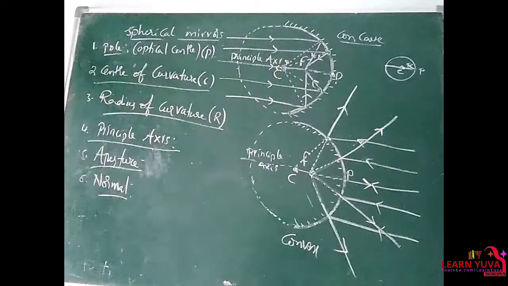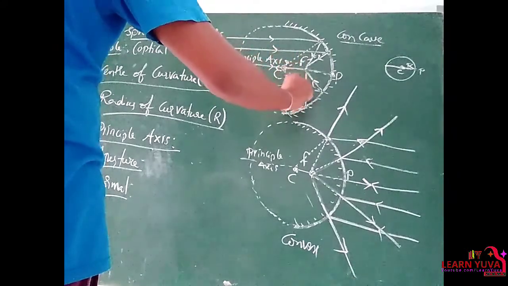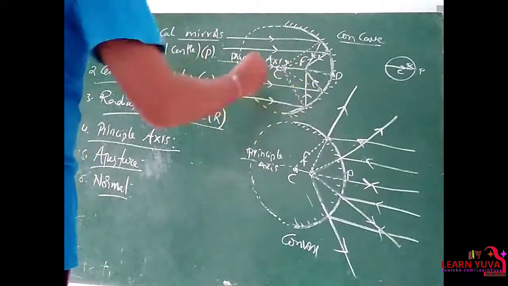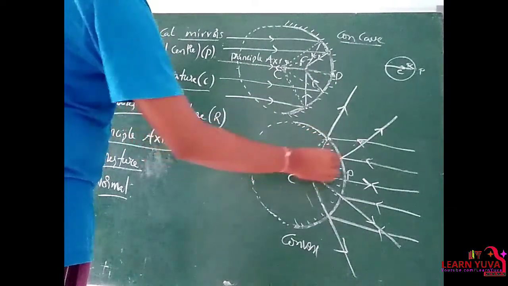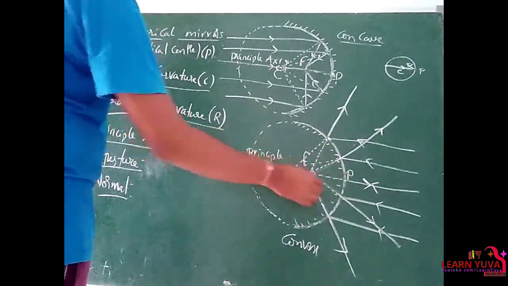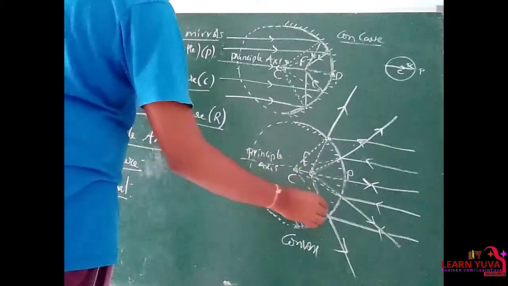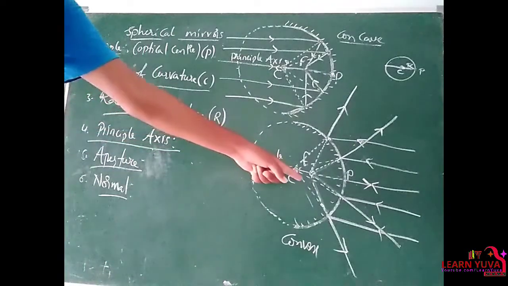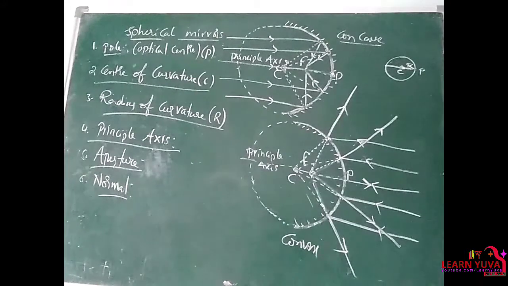What is a normal line? The line which is perpendicular to the surface. At this point, the perpendicular line is from C to the point of incidence. In the same way, from every point of incidence to C. The line drawn from the point of incidence to the center of curvature is the normal line. Clear?